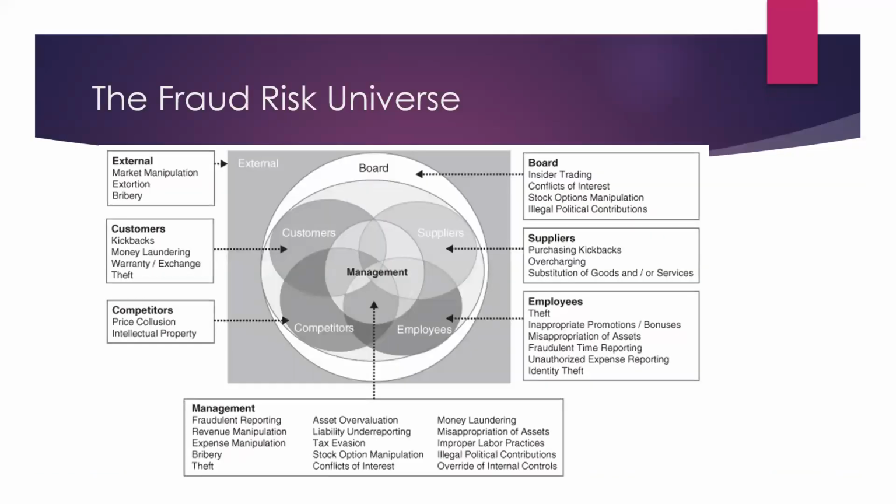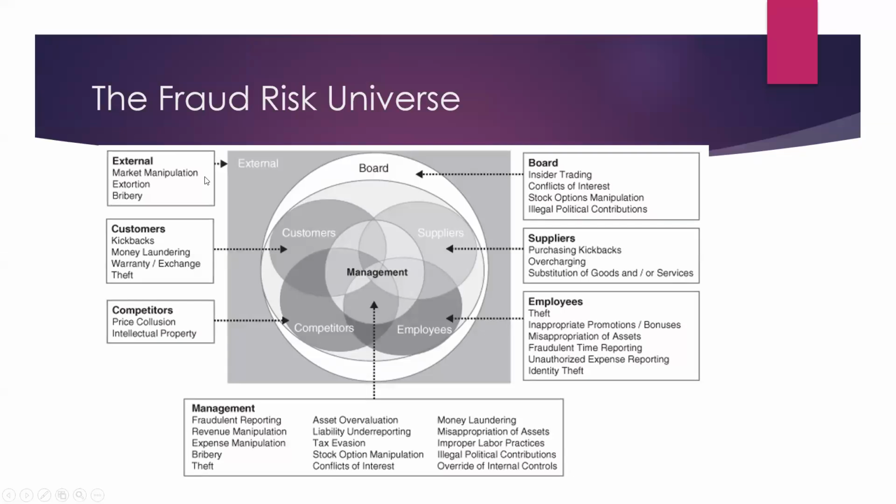So this diagram is what they call the fraud risk universe. And if you think about risk assessment from your auditing class and thinking about inherent risks and control risks, this is basically all the areas that those risks can come from. So we can have certain risks that come from our board of directors. We can have management risk, supplier risk, employee risk, competitor risk, customer risk, and we have all the different types of risks that can come from all of those various places.